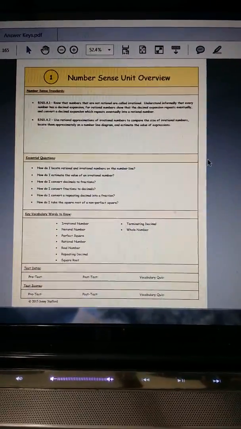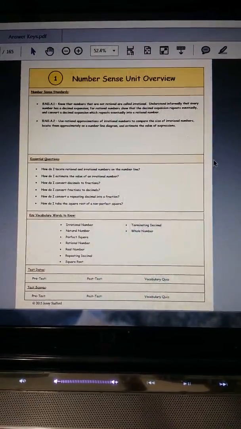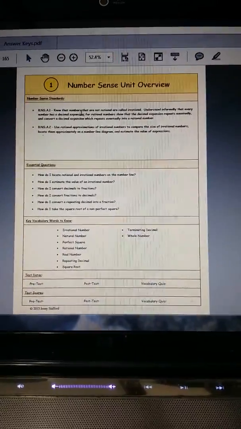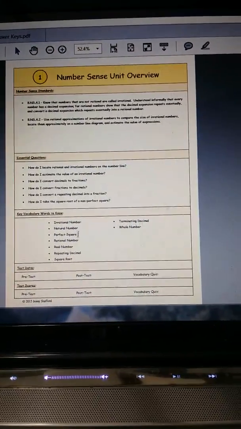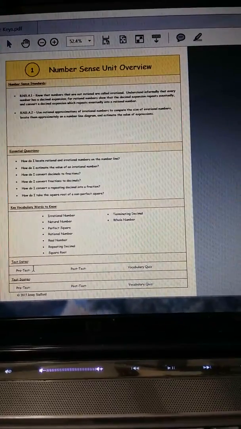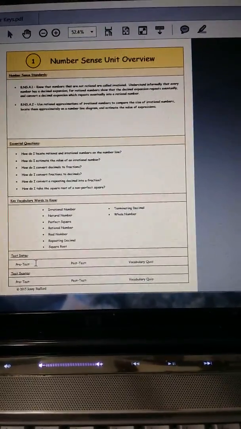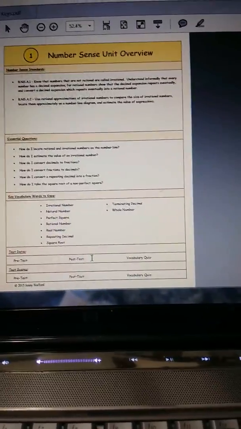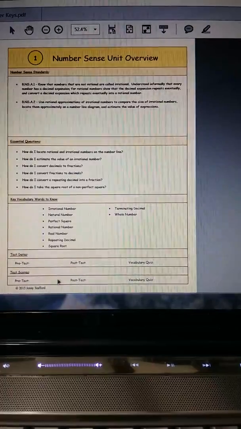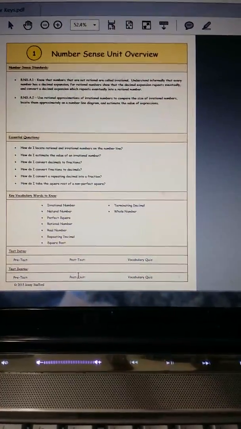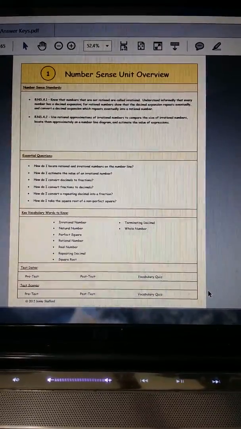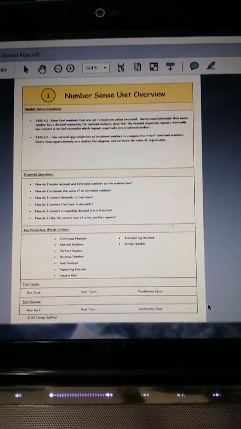You will also see some overviews in the notebook. So, for example, I started with number sense and it talks about the standards, some essential questions, the key vocabulary. There's some test dates where they can write in if they have a practice test, the pretest, you can write in the date, the day of the post test, and the vocabulary quiz, and then test scores, they can write what score they got on those tests. If you don't use a practice test, then you can just have them leave it blank.